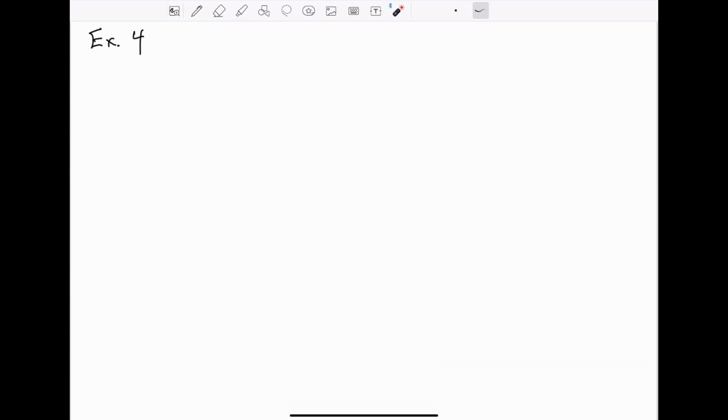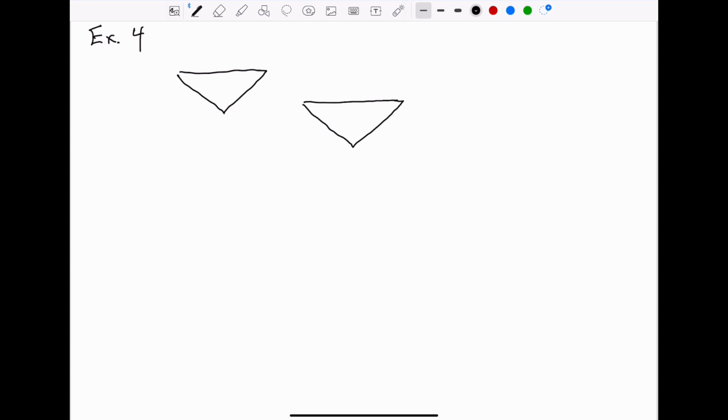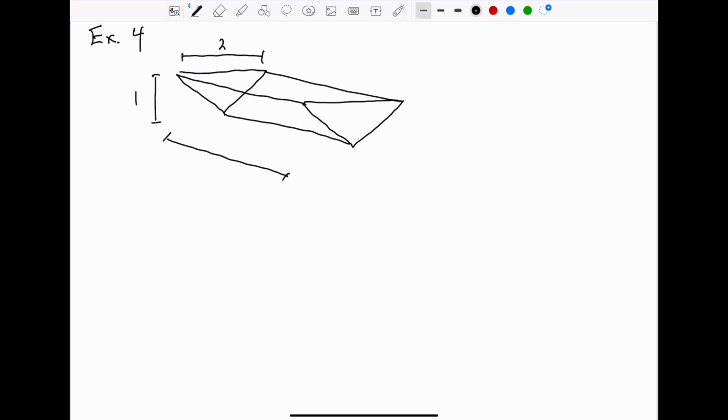So we'll start by drawing a picture. So here's our triangular shaped tank. We're told that it has a height of 1 meter, and it's 2 meters wide at the top, and the length here is 3 meters. So this is full of oil. Let's write down the density. The density of the oil is 800 kilograms per meters cubed.